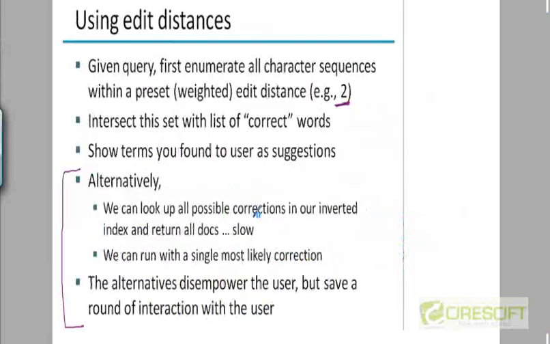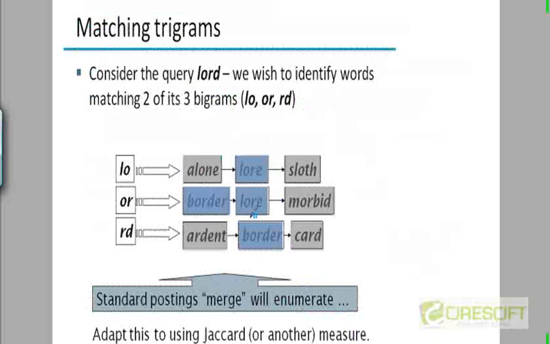So let's see how we compute the Jaccard coefficient from a given query term to all the terms in the dictionary. So let's work here with a bigram index. Okay, so this is a portion of the bigram index. There are 3 dictionary terms in the bigram index. Note that this bigram index is different from the standard inverted index.